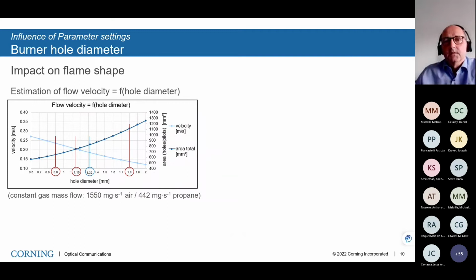The influence of the burner hole diameter on flame shape was investigated. The plot on the left shows an estimation of the gas flow velocity as a function of the hole diameter, taking into account a constant gas mass flow. The plot shows the selected range of hole diameter between 0.6 and 2 mm on the y-axis, the total cross-sectional area of the center holes and pilot holes on the second x-axis on the right, and the calculated velocity on the x-axis on the left. As expected, the gas flow velocity decreases with larger hole diameter and increases as the hole diameter becomes smaller.